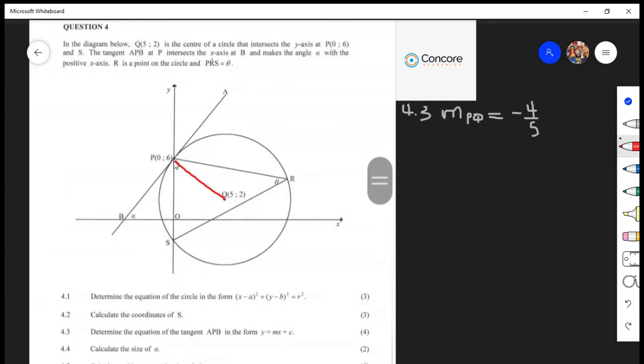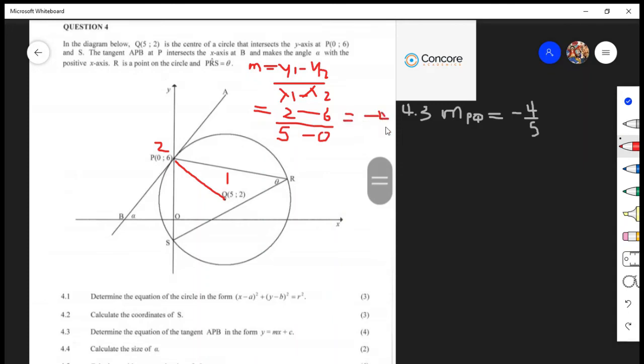So we've got our gradient formula, which is m is equal to y1 minus y2 all over x1 minus x2. So we can make this 1, we can make this 2. So our y1 value will be 2 minus our y2 value will be 6 over our x1 value, which is 5, minus our x2 value, which is 0, and we therefore have a gradient of negative 4 over 5.